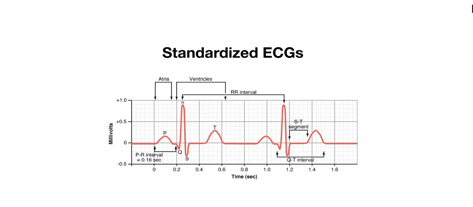So if we're looking at a standardized ECG, what does the RR interval tell you? Time between ventricular contractions. So how would you go about calculating the heart rate?